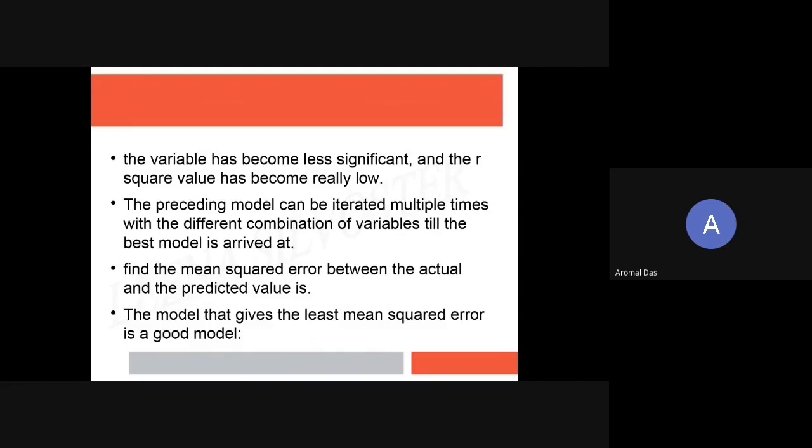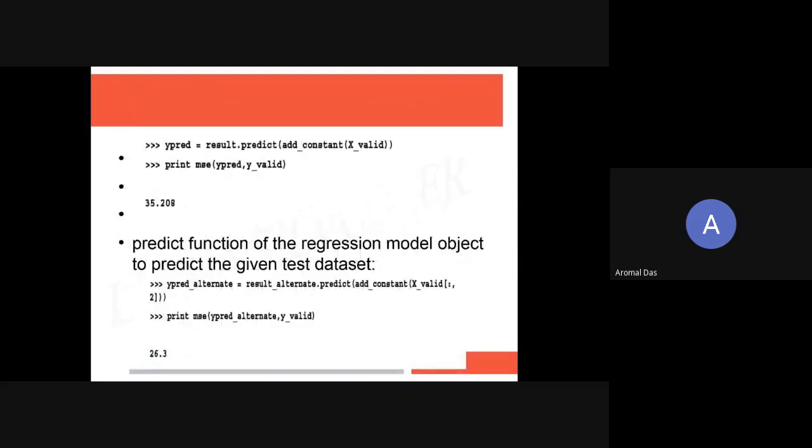So we find the mean squared error between the actual and predicted values. This model gives the least mean squared error. So the model which is giving the minimum mean squared error will be the best model.